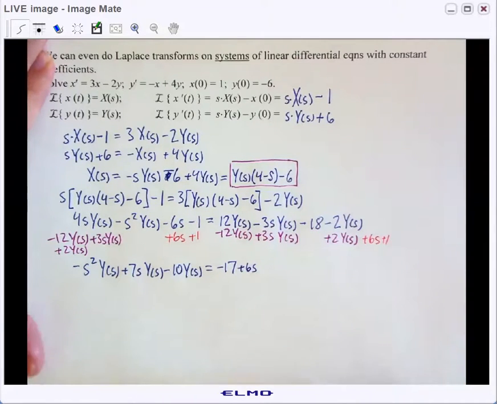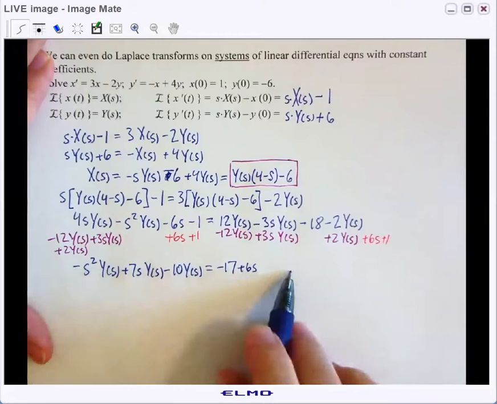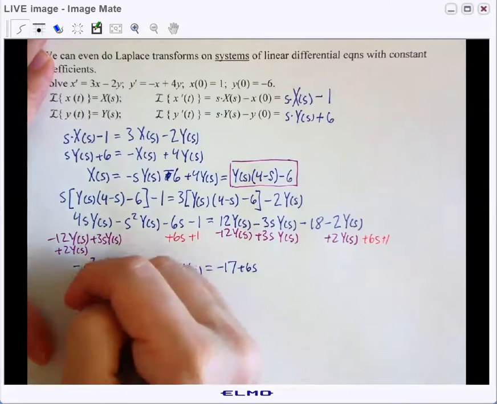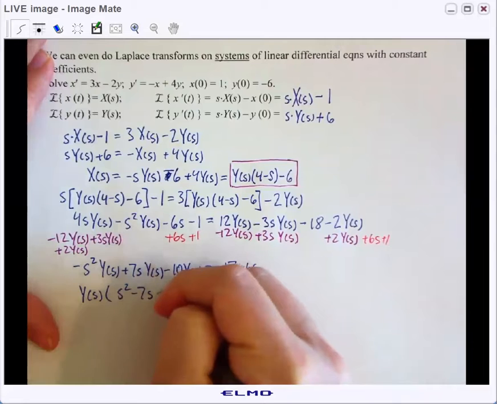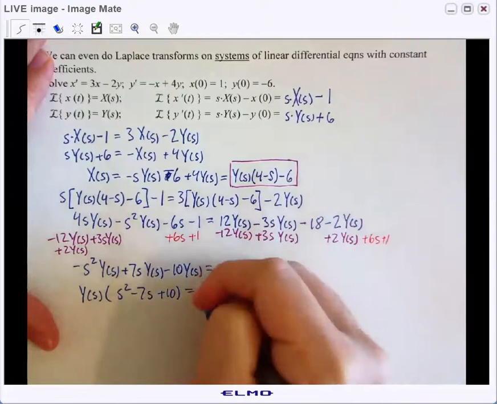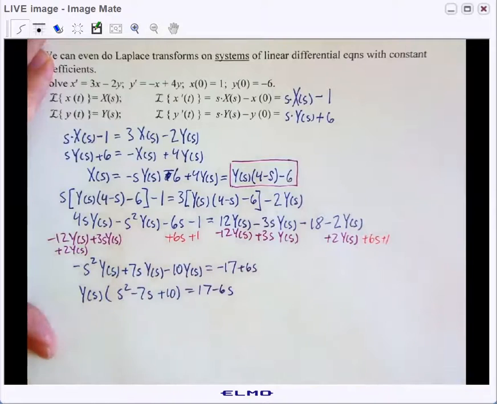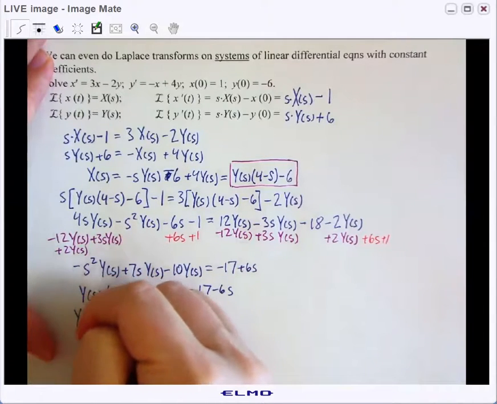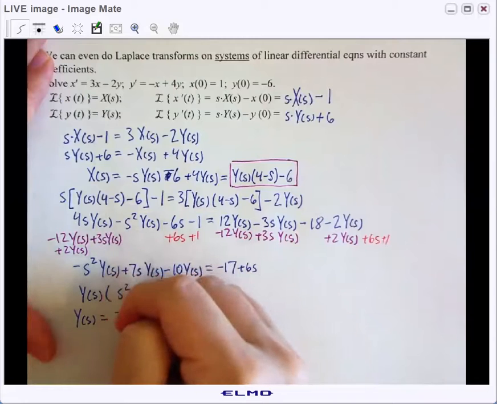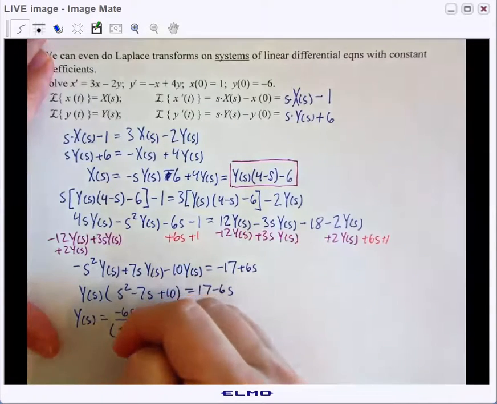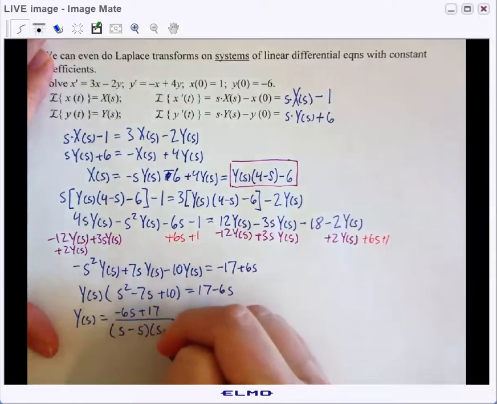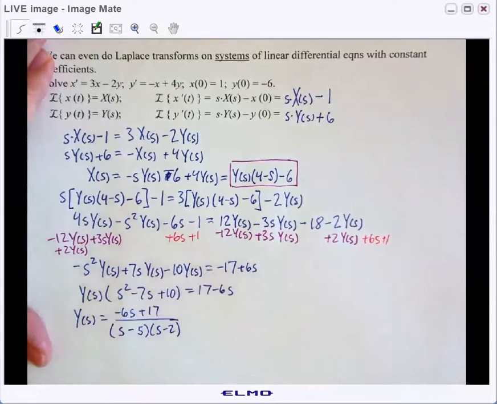So let's see what we get here. Let's multiply everything by a negative 1 and then factor out the Y of s. So we've got Y of s times s squared minus 7s plus 10 equals 17 minus 6s. So Y of s would equal negative 6s plus 17 over s squared minus 7s plus 10. That's actually going to factor, so let's see if we can do that. So that'll be s minus 5 and s minus 2. So we're going to need some partial fractions to break this guy down.